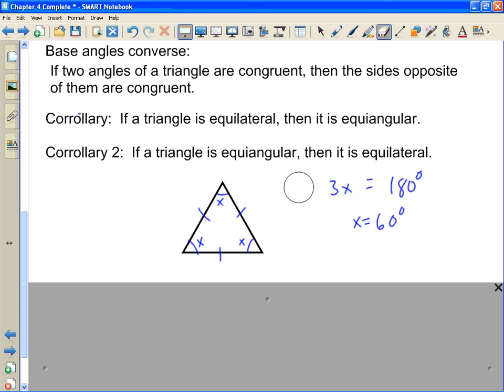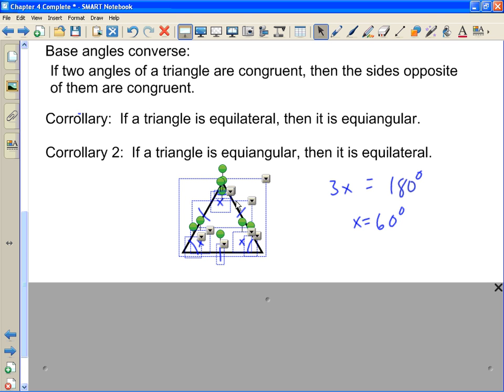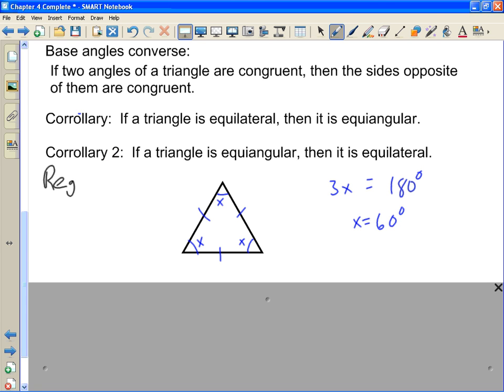There's a special word for these shapes that have three congruent sides and three congruent angles, like this one does. That special word is regular. So this is a regular triangle. Regular means all sides are congruent and all angles are congruent.